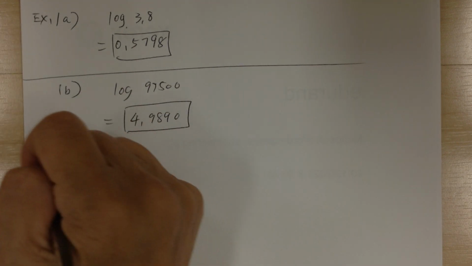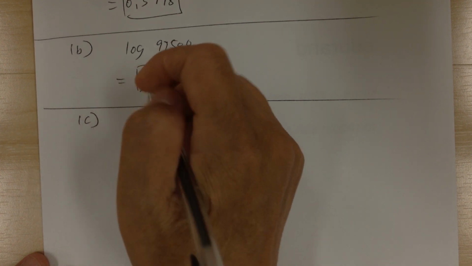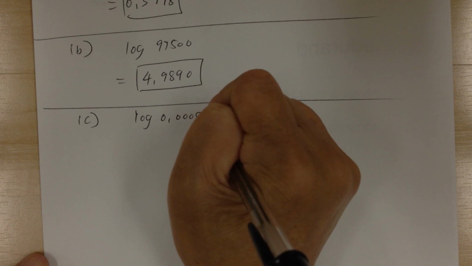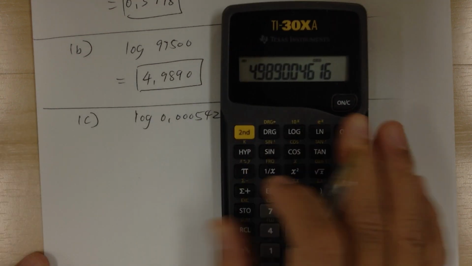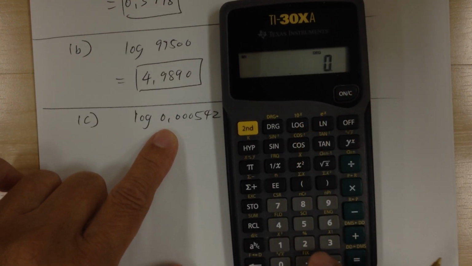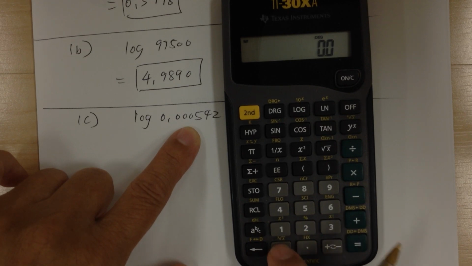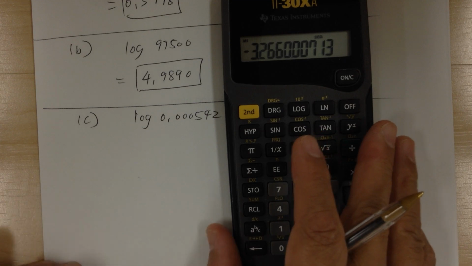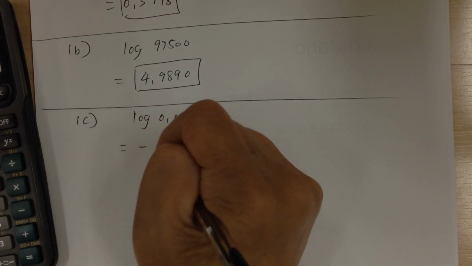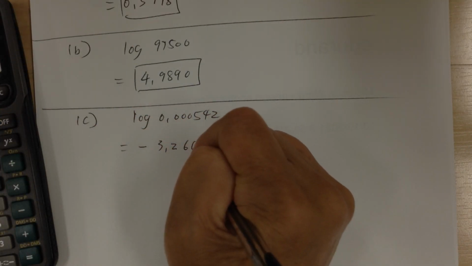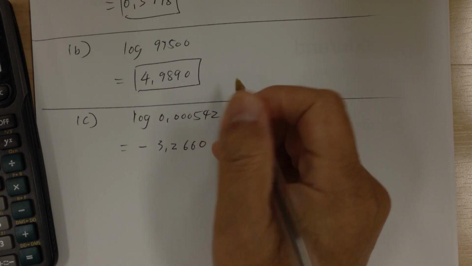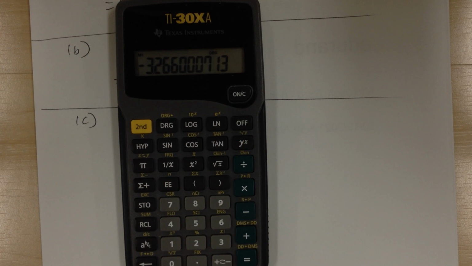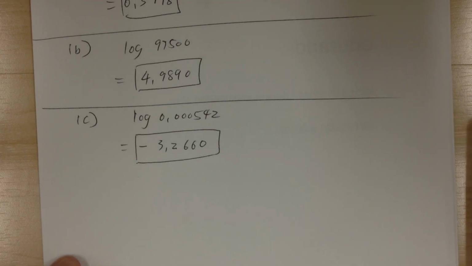Okay. And let's go to 1C. So you have a log of 0.000542. So again, to evaluate, you just enter the number 0.000542 and push the log button. So this will equal negative 3.2660. Okay. So make sure you know how to use your calculator. Now let's go to example 2.